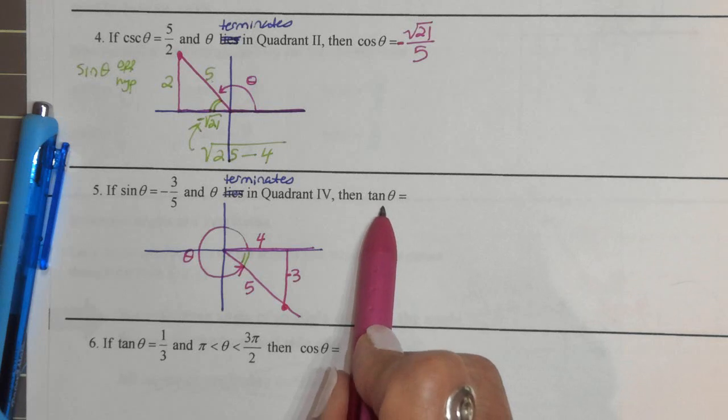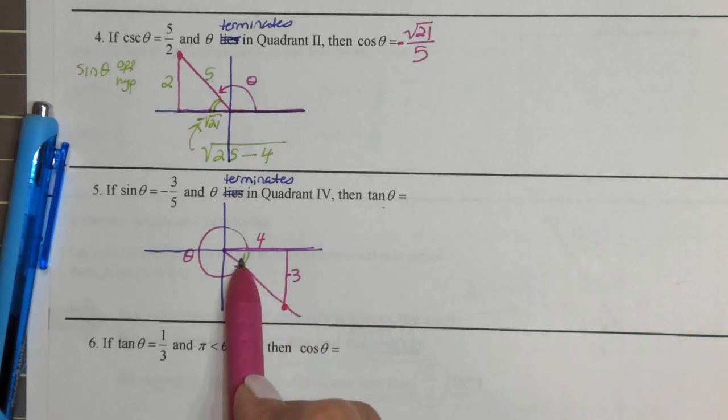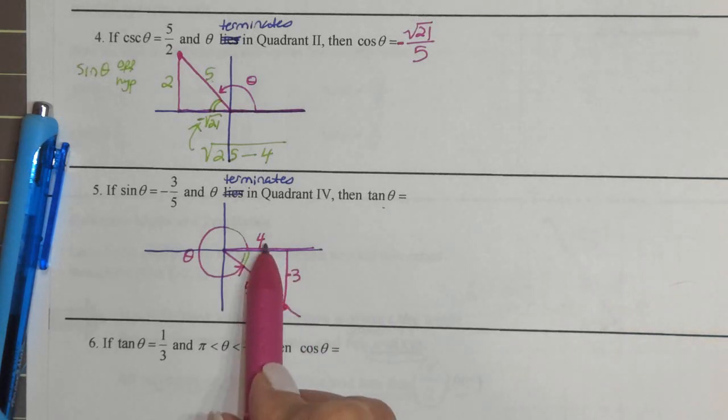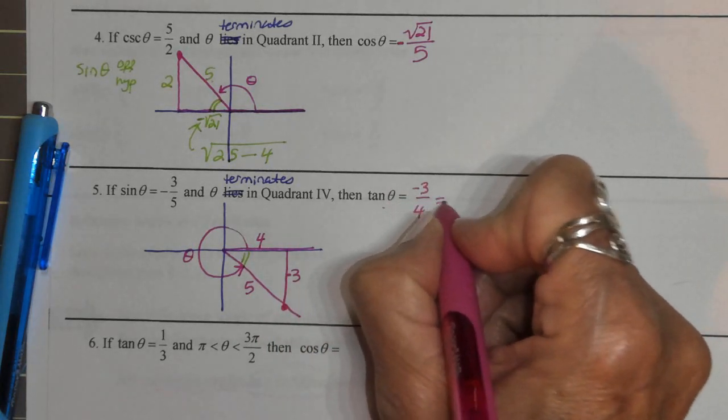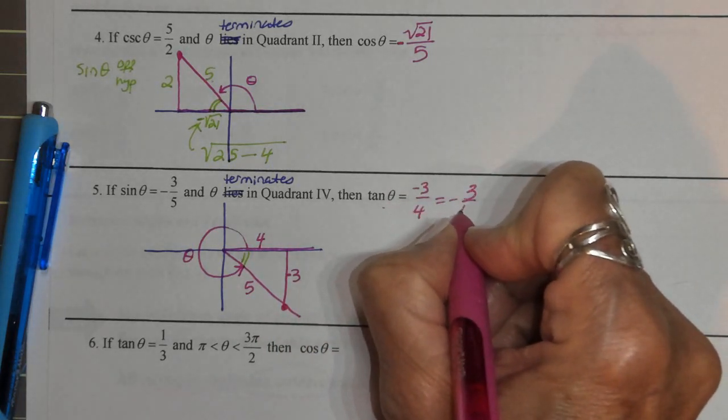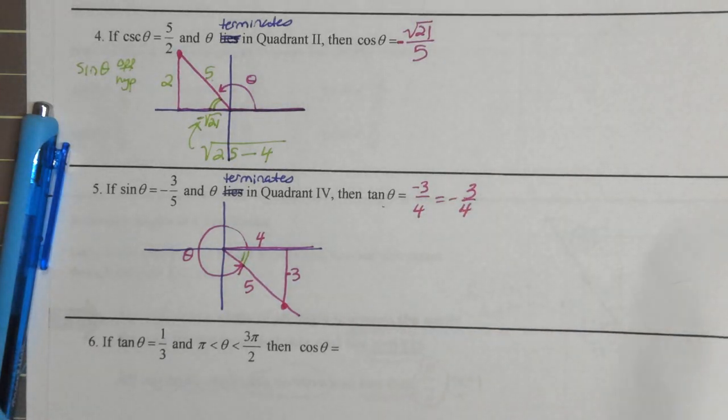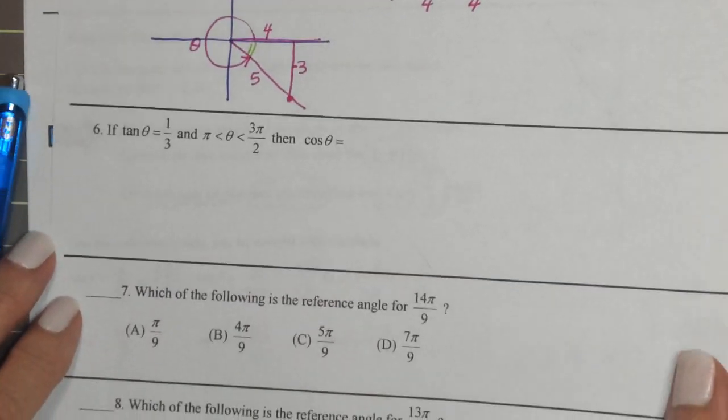So what is tangent of theta? Tangent of theta, opposite over adjacent, -3 over 4, -3/4. Number 6.